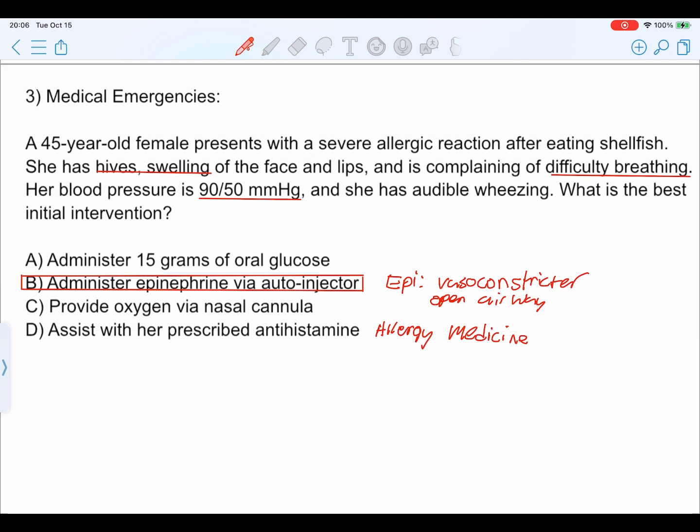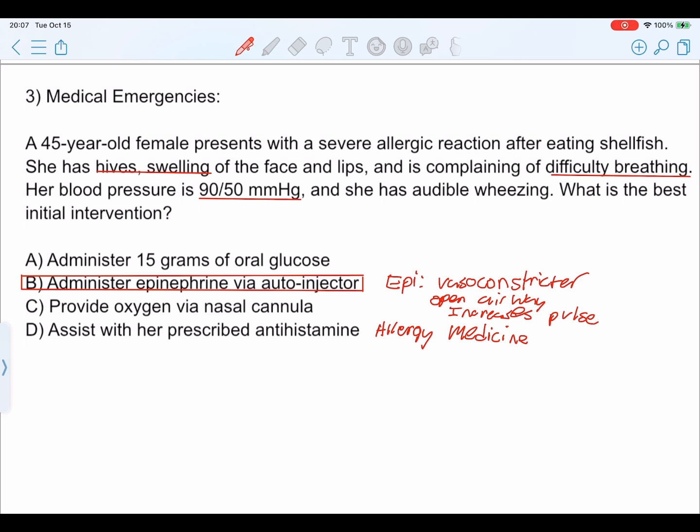So we absolutely need to open that airway, and guess what? Epi does that. So this is perfect. And the final thing it does is increases pulse. Forgive me for my bad handwriting. I know it's horrible, but try to work through it with me. Increases the pulse. So what happens when your pulse increases?